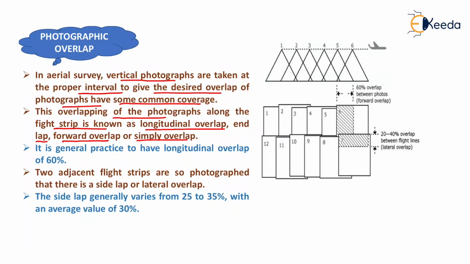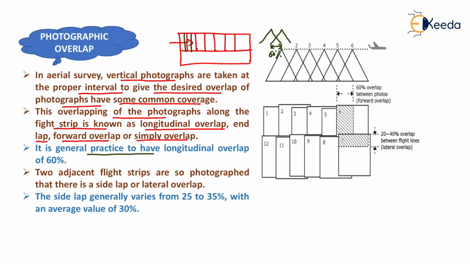Suppose that if we want to take the photograph of this particular area, then our first flight will be in this direction. So this is the longitudinal direction, and in this longitudinal direction the photographs are taken at a regular interval like this. The overlapping between two photographs will be kept as 60% generally. So longitudinal overlap will be equal to 60%. So in general practice, we take a longitudinal overlap of 60%.